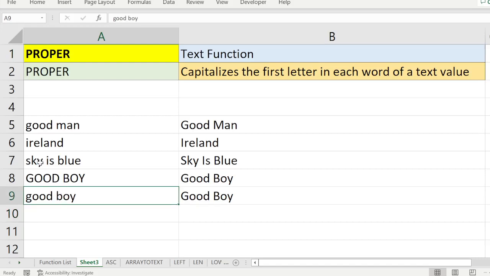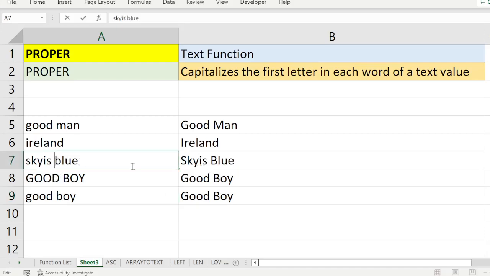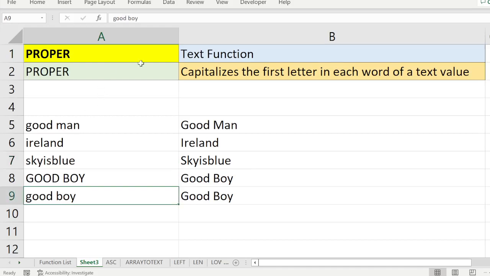So, for example, "sky is blue" with no spaces, you see the I becomes a small letter. Similarly, the blue also, because it considers it as one word, only the leftmost character of this one word is capitalized. Okay, this is the way the PROPER text function works. The PROPER text function capitalizes the first letter in each word of a text value.